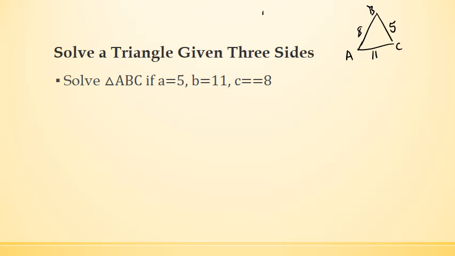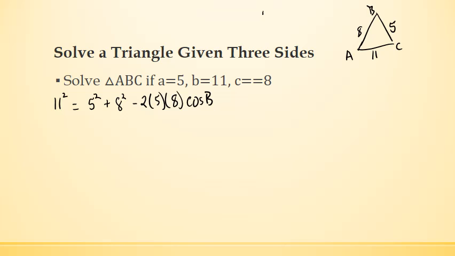So let's find angle B first. And we're going to use the law of cosines. So we're going to take 11 squared, side B, equals side A squared, 5 squared, plus side C squared, 8 squared, minus 2 times A, 5, times C, 8, times the cosine of B. When we get to the end of this calculation, we're going to use the cosine inverse to find the angle measure.